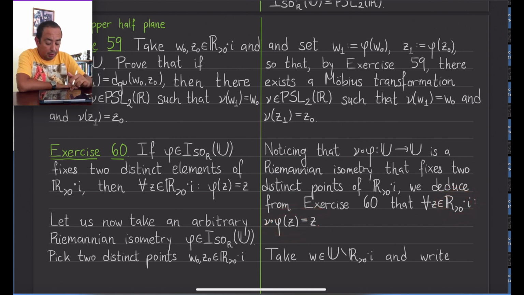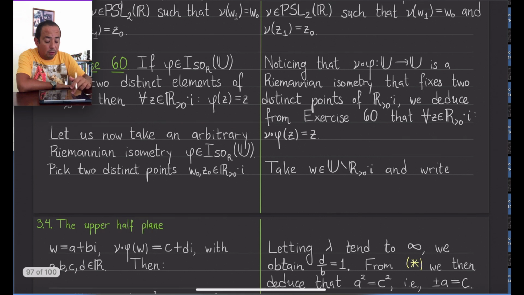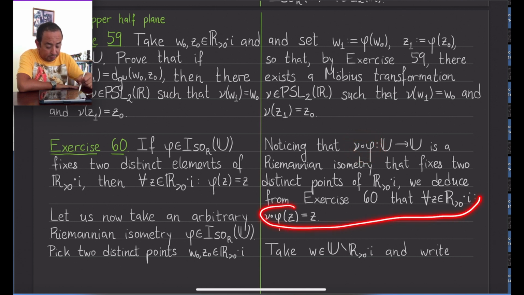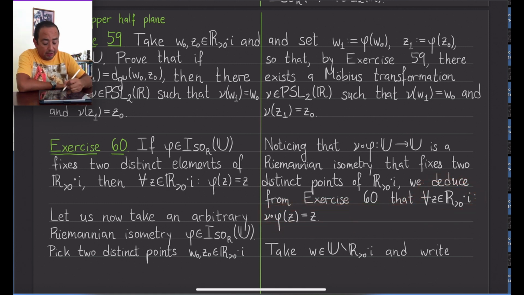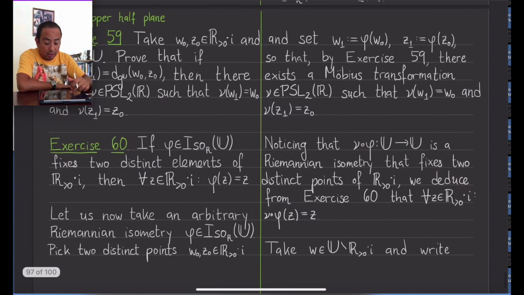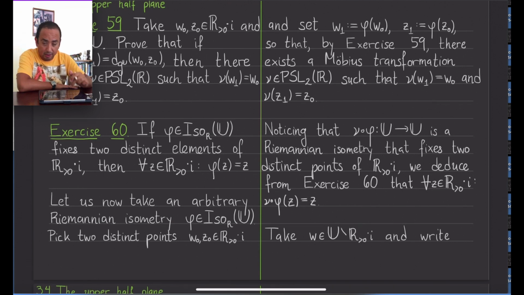Now, being an isometry that fixes every point in the positive part of the imaginary axis, I would like to be able to deduce that this composition is either the identity or my reflection. I don't know that yet, right? So I really have to do some computations or give some argument as to why this indeed happens. That's what I'm going to do next.